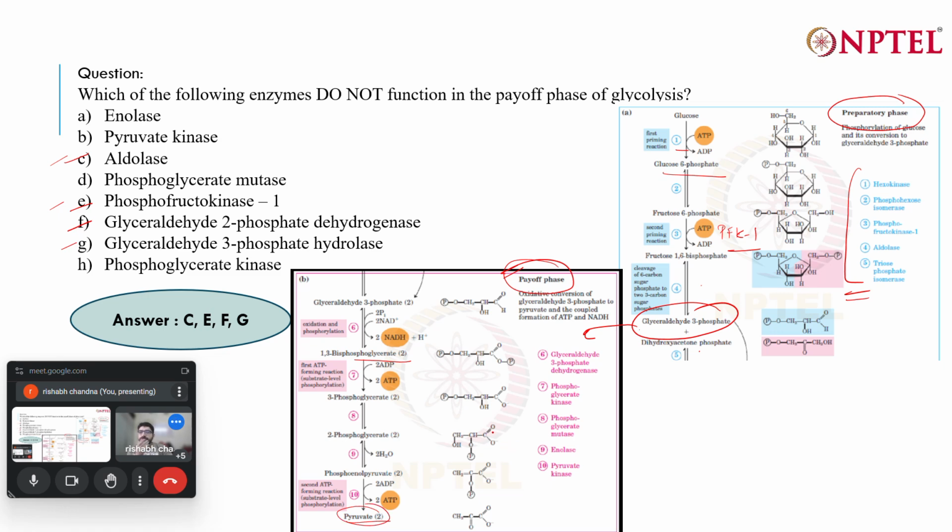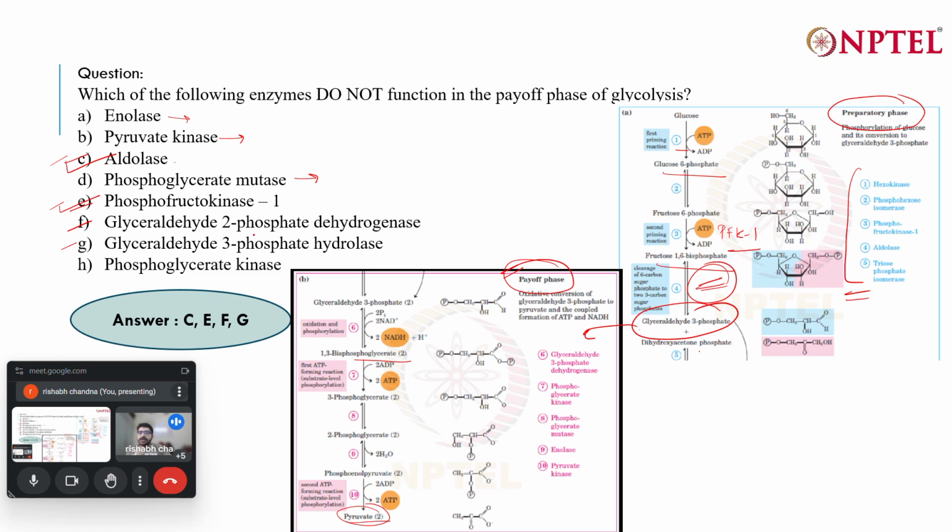Okay, so let's see the options. Enolase is involved in the payoff phase. Pyruvate kinase is also involved in the payoff phase. Aldolase is involved in this step, so it's in the preparatory phase. So this is not involved in the payoff phase. Then phosphoglycerate mutase is an isomerase enzyme, so this is involved in the payoff phase. Phosphofructokinase 1 is the enzyme involved in the formation of fructose 1,6 biphosphate, so this is also involved in the preparatory phase.